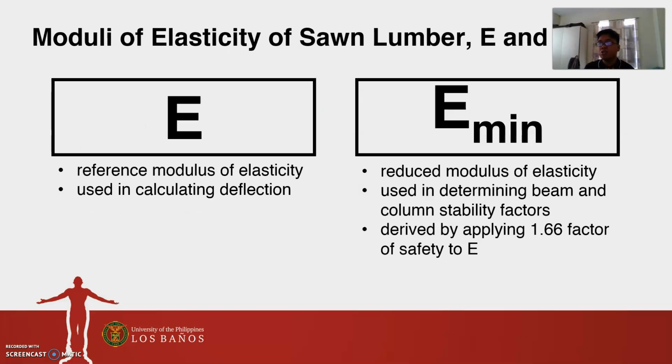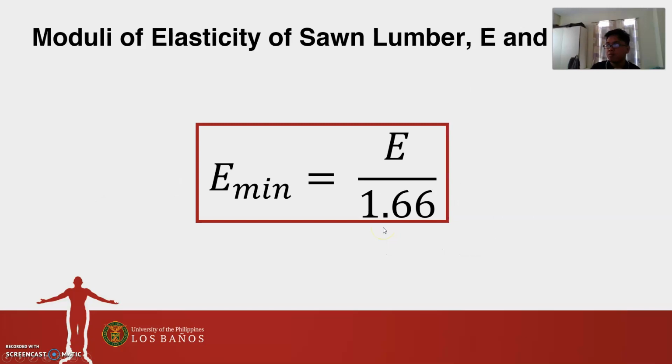Then I have to mention modulus of elasticity, E and Emin. The reference design value from the table is E and is used in calculating deflection, while the reduced modulus of elasticity is used in determining stability factors. It is derived by applying a 1 over 1.66 factor to E. Okay?